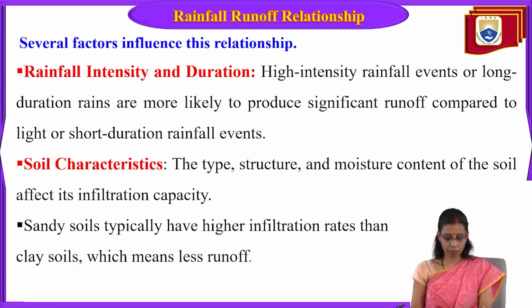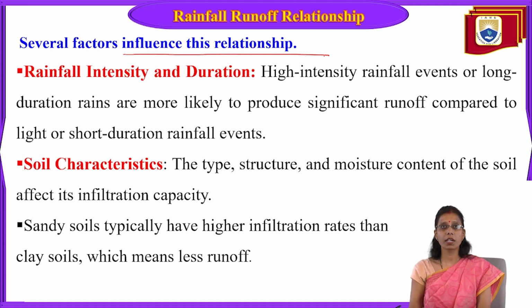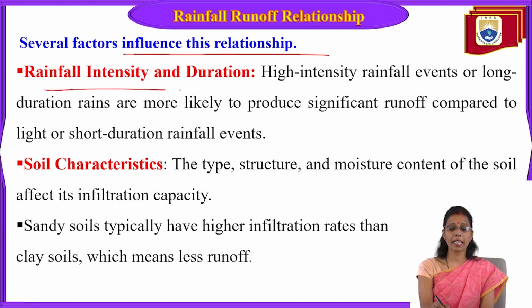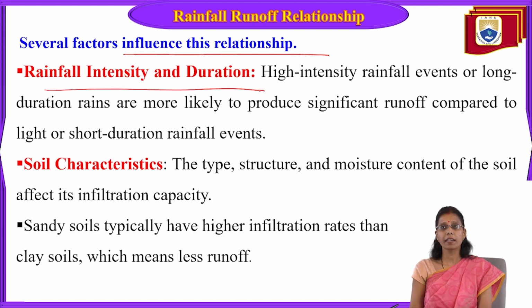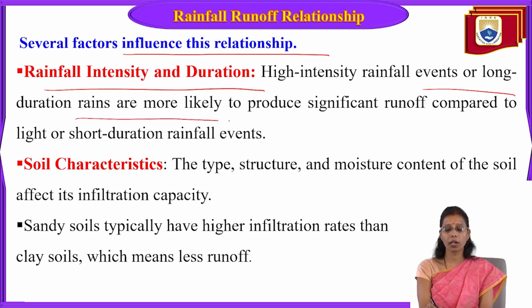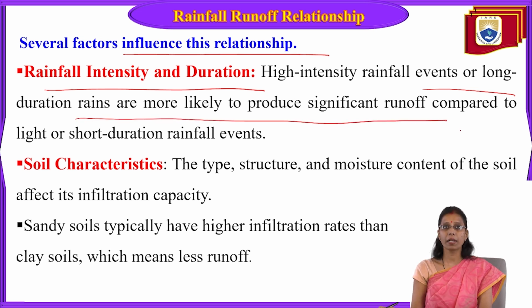Now, we have several factors which influence the relationship. So, what are the factors which influence the rainfall relationships here? Rainfall intensity and duration is the first factor. High intensity rainfall events or long duration rains are more likely to produce significant runoff compared to light or short duration rainfall events.